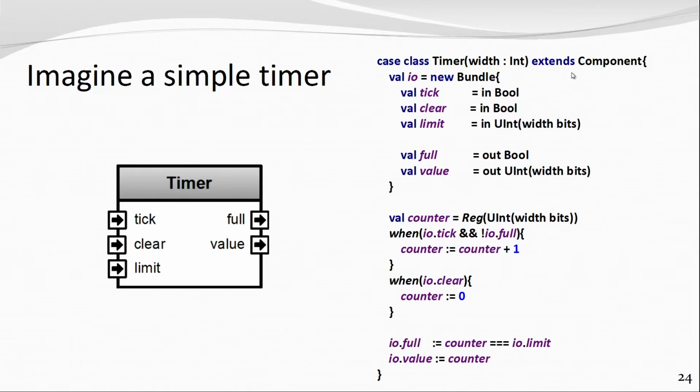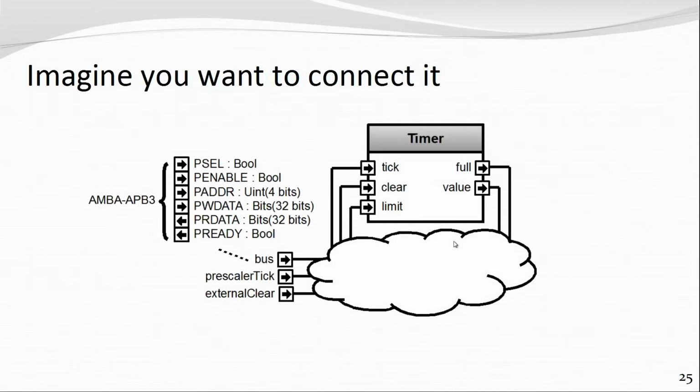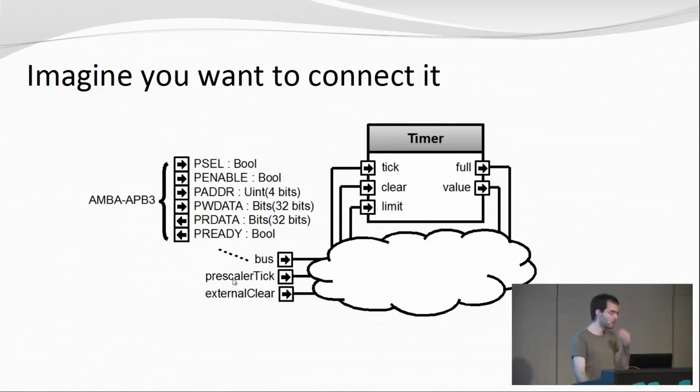This class extends component to say, yeah, it is a component. Then you can define the IO of this component in a new data structure by saying you have tick, which is an input, clear, which is an input bool, and yeah, simple things. Then you can define a counter, you can define some behavior of your component. And then, okay, you have it, you're happy, and you want to map it into something already existing. From a memory bus like the APB one, you want to be able to set the IO limit of the timer. You want to be able to define which external tick signals will be able to make your timer tick, these kinds of things.